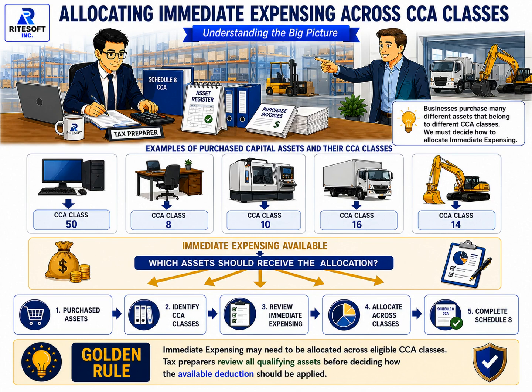The key idea to remember is this: when multiple eligible capital assets are purchased, immediate expensing may need to be allocated across different CCA classes. Tax preparers first identify the correct CCA class for every asset, review eligibility, and then determine how the available deduction should be allocated before completing Schedule 8.